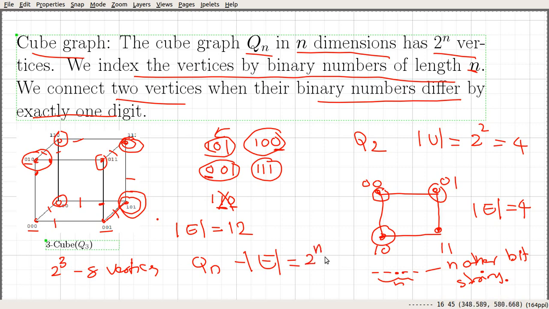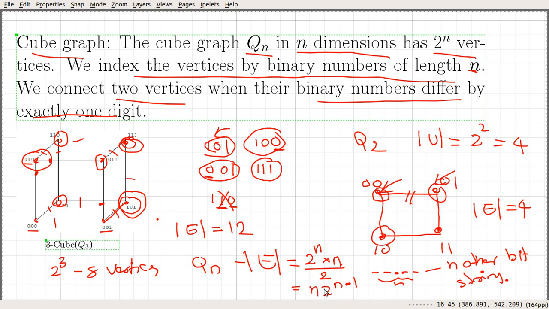And since we have 2 to the n vertices, the total number of edges will be 2 to the n times n. And here again we can see that there will be an overcounting. A particular edge will be counted twice, once when you consider this vertex and another time when you consider this vertex. So you have to divide by 2. So the total number will be n times 2 to the n minus 1.